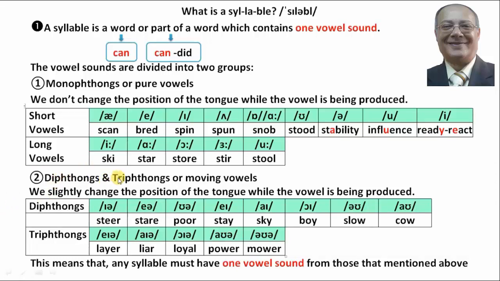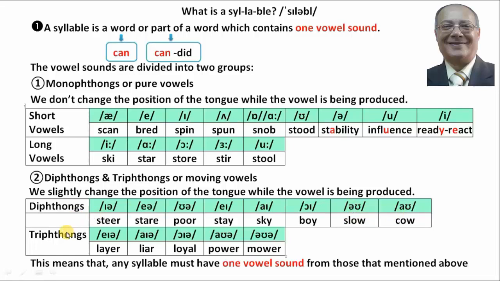For the diphthongs, or triphthongs, or moving vowels: in diphthongs and triphthongs, we slightly change the position of the tongue while the vowel is being produced. For the diphthongs, we have istia, ea, istair, pua, ua. Stay, a. Sky, I. Boy, oi. Slow, oh. Cow, ow.